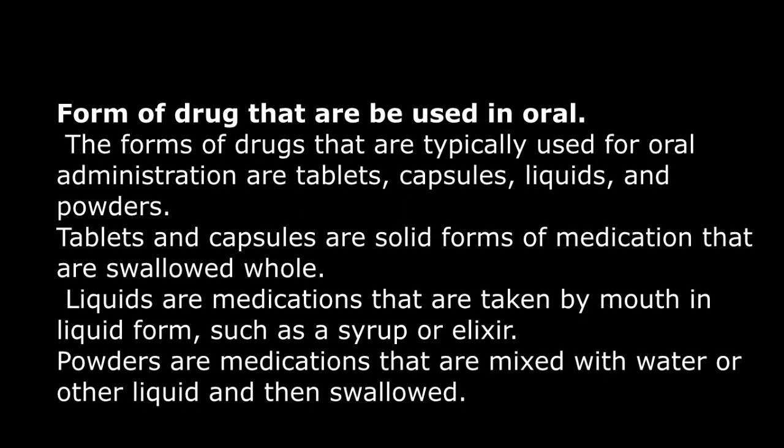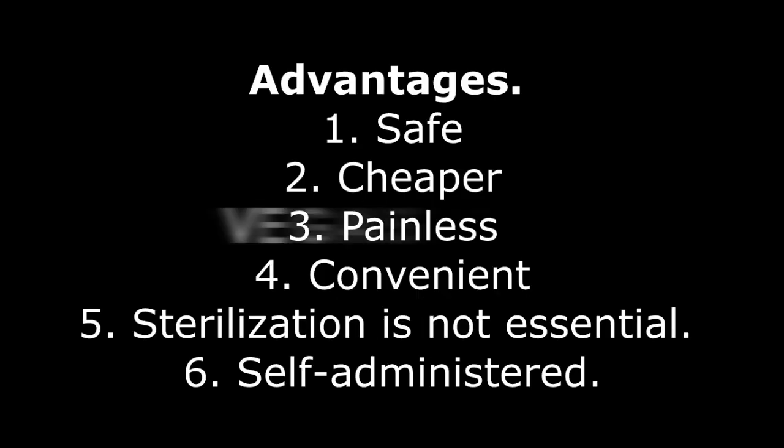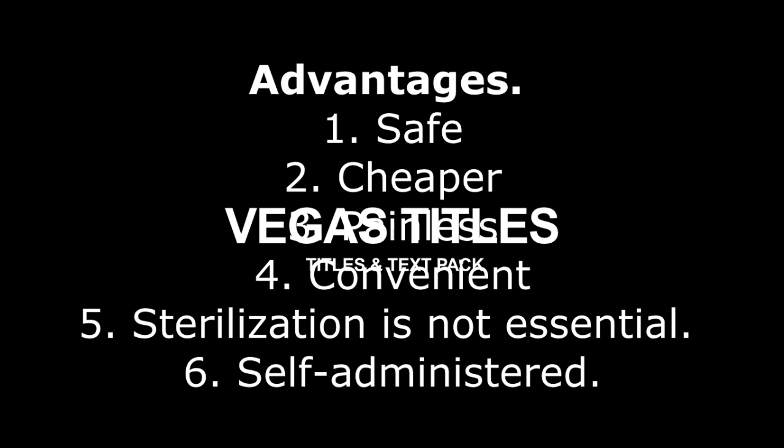The forms of drugs that are typically used for oral administration are tablets, capsules, liquids, and powders. Tablets and capsules are solid forms of medication that are swallowed whole. Liquids are medications that are taken by mouth in liquid form, such as a syrup or elixir. Powders are medications that are mixed with water or other liquid and then swallowed. There are also some medications that are available in other forms, such as orally disintegrating tablets or films, which dissolve in the mouth.